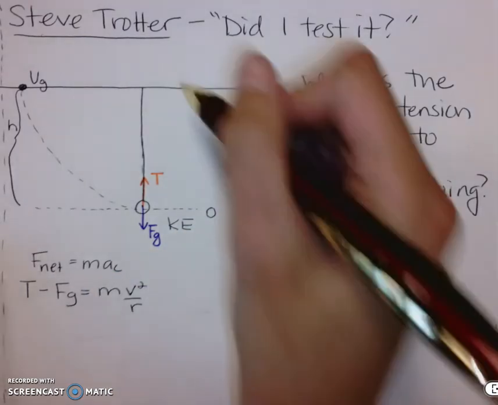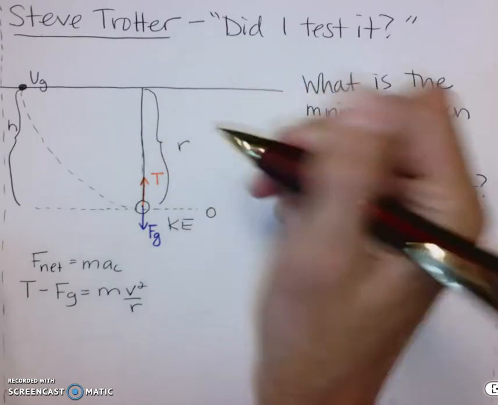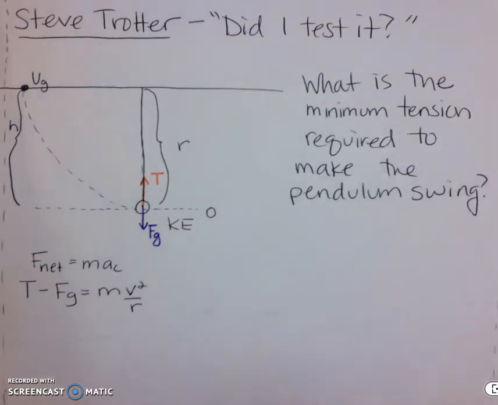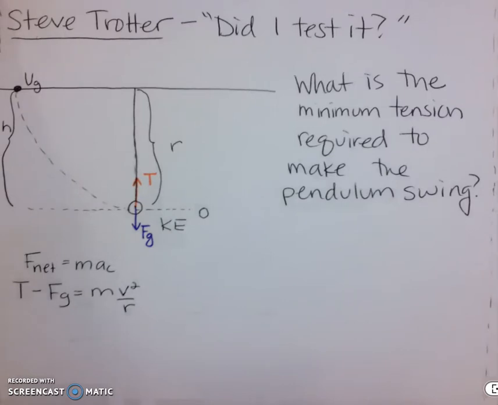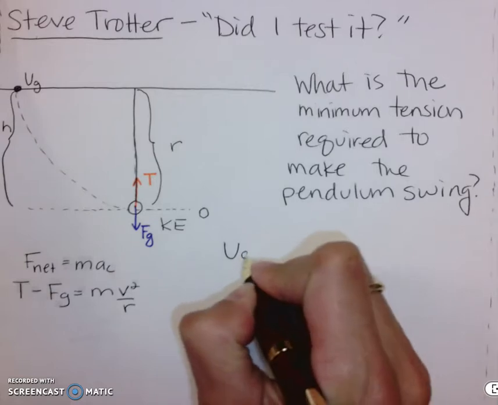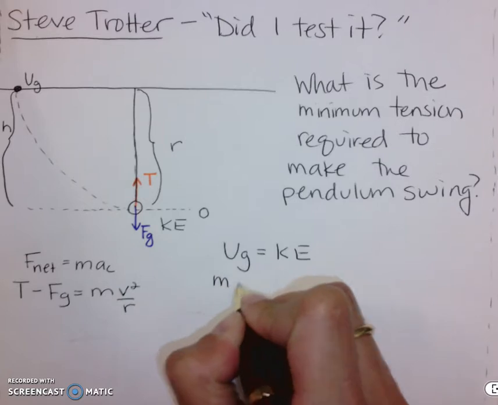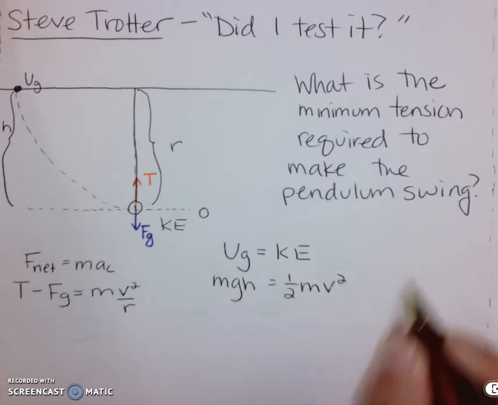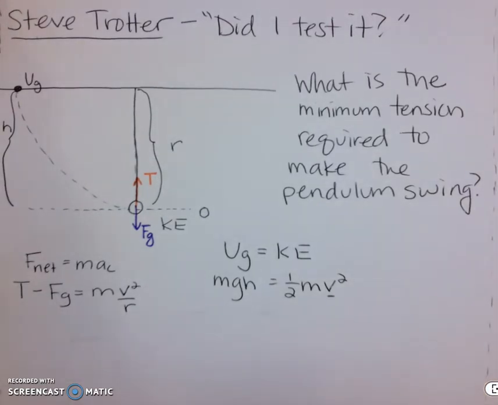Okay. I also know that the rope has a length of r, or I could say d, whichever term you prefer. Okay. Now, conservation of energy says that energy can neither be created nor destroyed. And so I end up with this statement for Steve Trotter. I have UG is equal to KE, which tells me that mgh is equal to 1/2 mv squared. And I want to solve for this v. That way I know how fast they're traveling at the bottom of the pendulum.